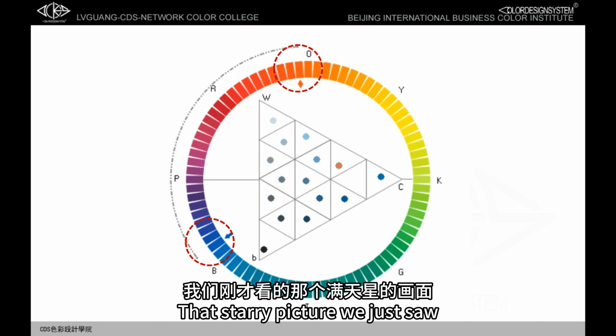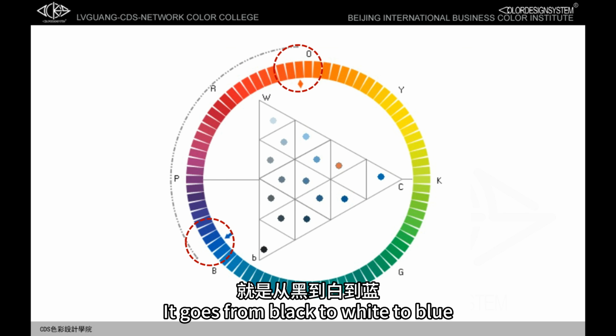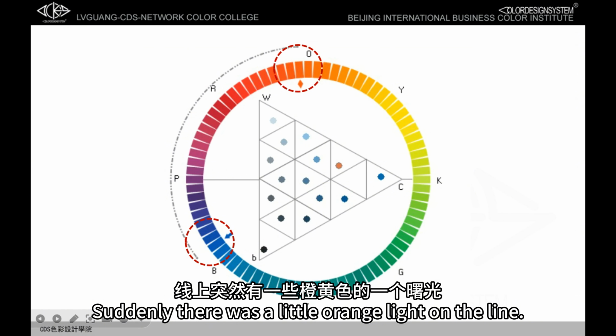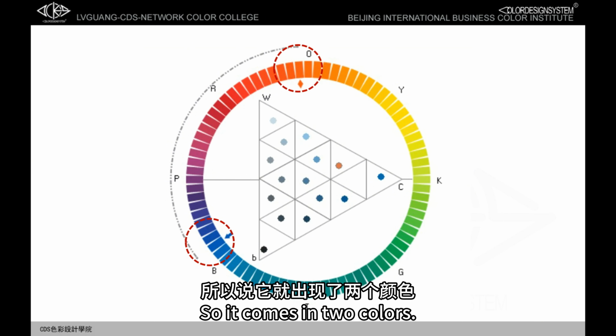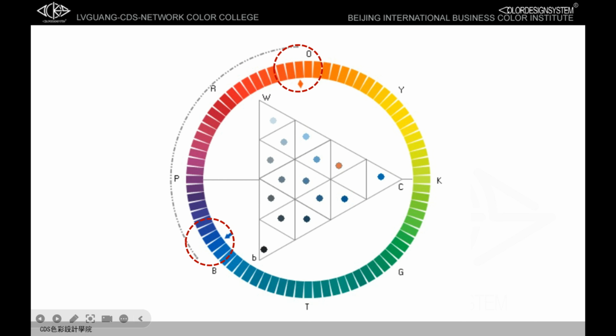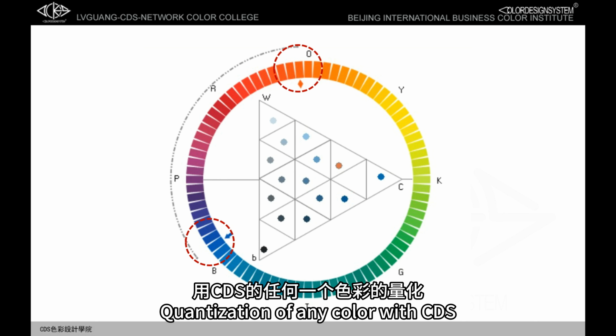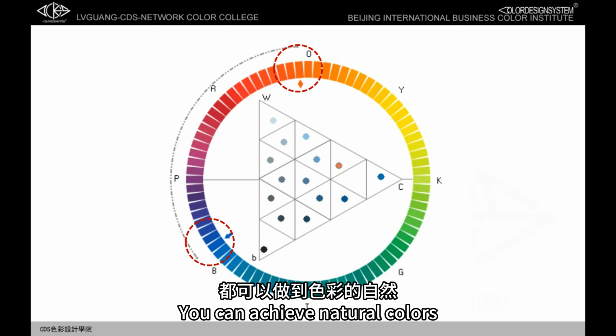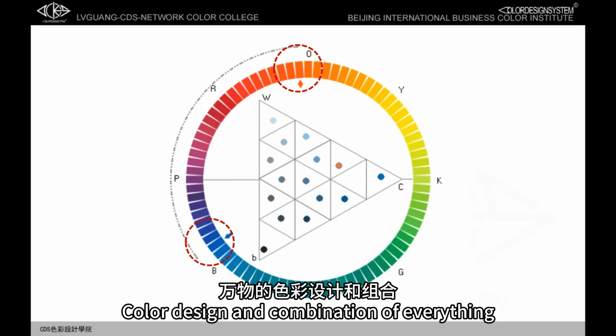That starry picture we just saw goes from black to white to blue. A patch of ash. That is mainly blue. But at the horizon, suddenly there was a little orange light on the line. So it comes into colors. Quantization of any color with CDS. Design tools. You can achieve natural colors, color design and combination of everything.